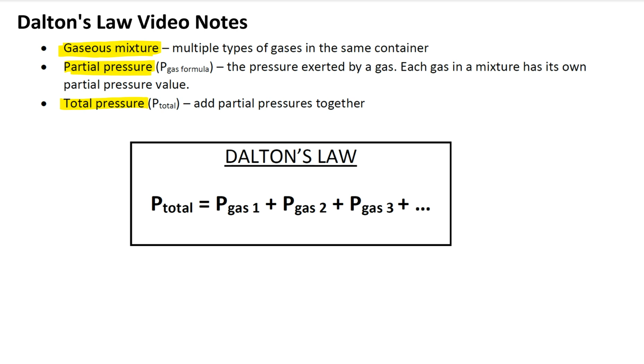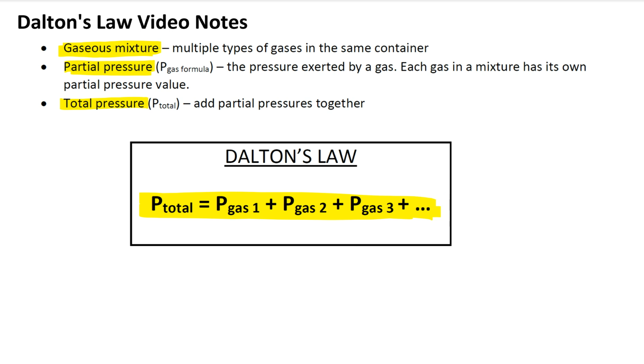And so what is Dalton's law? It's pretty simple. It states that the total pressure of a gas mixture is equal to the sum of all the individual partial pressures of all the gases present in that mixture. So the equation is pretty simple. P total, or total pressure, is simply going to be all those partial pressures added together. And that ellipsis means that it goes on forever, for however many gases you have in the container. So if you have 10 different gases in the container, then you're going to have 10 partial pressures added together.